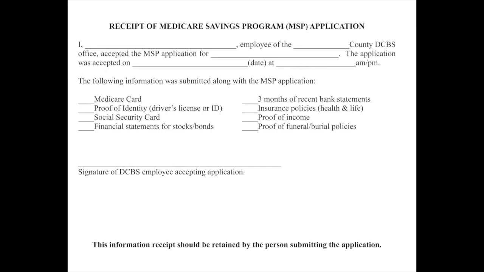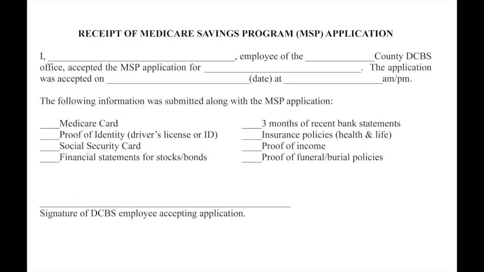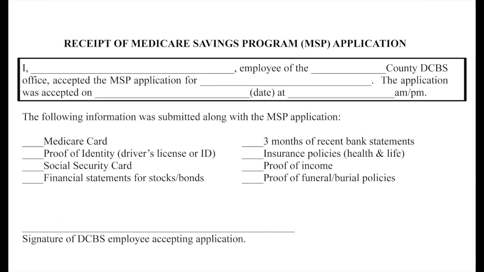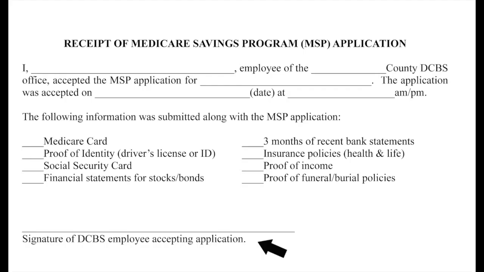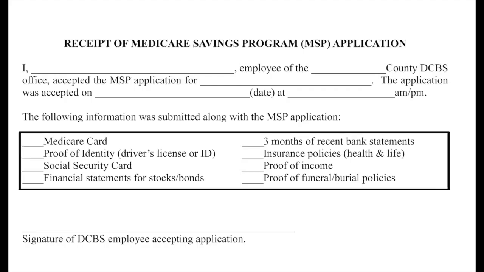The next page is the receipt of the MSP application. This is what we ask the client to send or take to the DCBS office to complete. This is proof that the client will have that the MSP application was submitted. It has the name of the employee who accepted the application, the county, the name of applicant, the date, the time it was accepted, and a signature for the DCBS employee to sign, along with showing what documents were submitted.